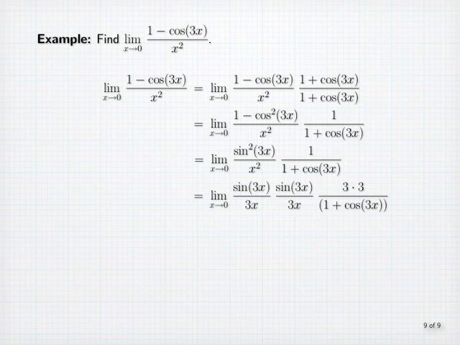Notice we've simply inserted a factor of 3 into the denominator of each of the first two factors in order to match the 3x that's inside of sine in the numerator. And we have compensated for that by inserting a 3 times 3 into the numerator as well. So now we have the limit of a product, and we are able to evaluate the limit of each factor individually. Each of the first two factors has limit 1, and the third factor approaches 9 divided by 2. Therefore, our limit is 9/2.